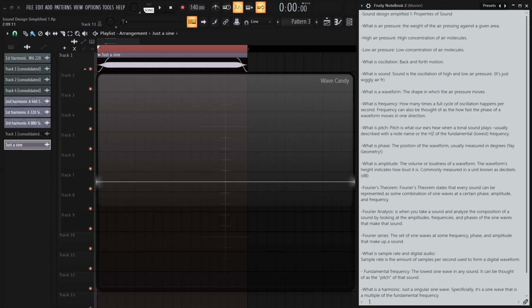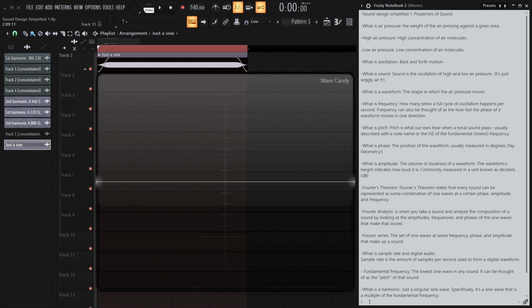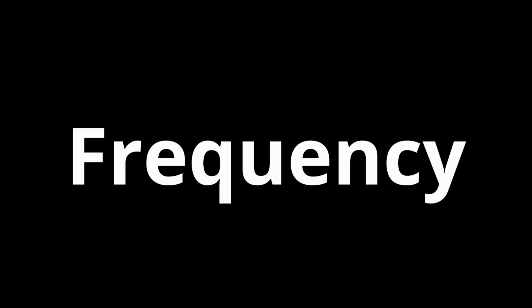In order to have oscillation, we need something that oscillates, which is called an oscillator, which is the thing that moves the air around fast enough to generate sound. For example, speaker cones are oscillators. When speaker cones move back and forth at some audible rate, it will generate sound because of how the speaker cone oscillates the air in the speaker. By the way, please bear with me if I sound redundant. I just want to be thorough in laying out a strong foundation for understanding sound design.